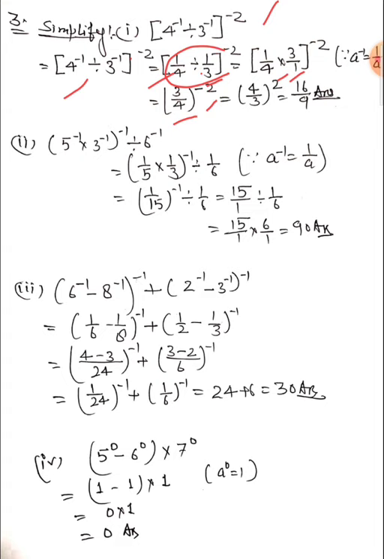Then the answer will be 4 upon 3, because the power is minus 1. Then we can write 4 upon 3 raised to power 1. Then the answer will be 4 upon 3. How? Because the power is 1, 4 upon 3 multiplied one time. 4 upon 3.